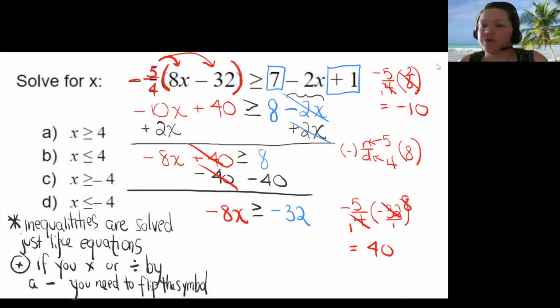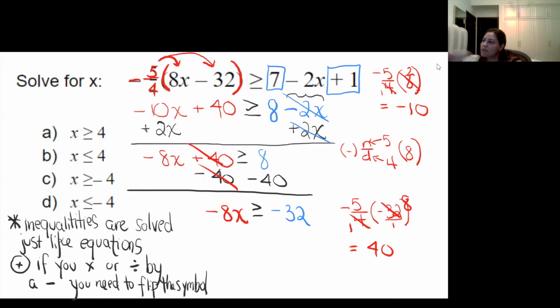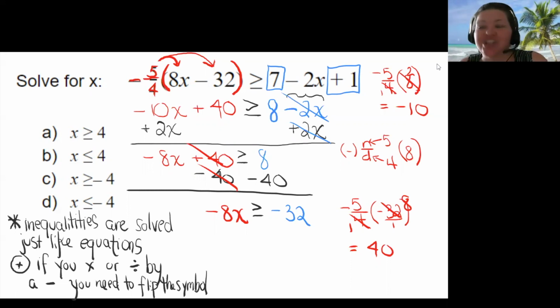It does not move when you subtract. I'm going to say that again. It does not move when you subtract. The only time that sucker flips is if you multiply or divide by a negative. Cool. What shall I do now? Minus 32 over minus 8. Yes, I'm going to divide. Beautiful. I'm going to divide both sides of my inequality by -8.